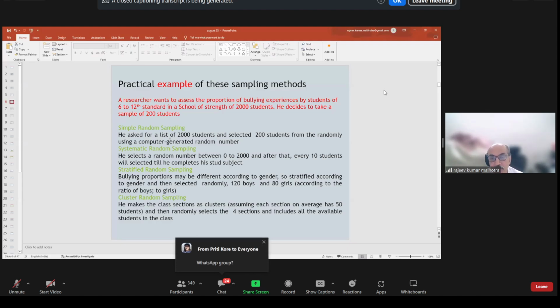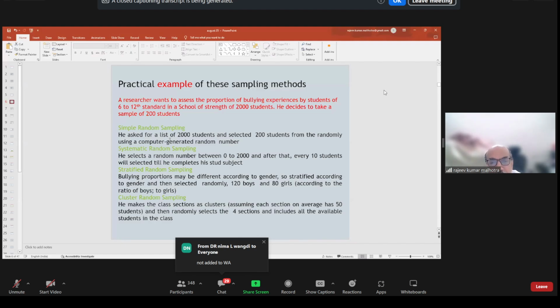Now we come to stratified sampling. We all know that bullying is more dominant in males as compared to females. So we stratify our students into male and female, and then from the males and females we randomly select boys and girls, and then we find out the bullying experience. In this case, you find that there are homogeneous groups, boys and girls. Or we can also stratify according to class, 6 to 8, 8 to 10, or 11 to 12, for stratified random sampling. So this is the way of doing stratified sampling.